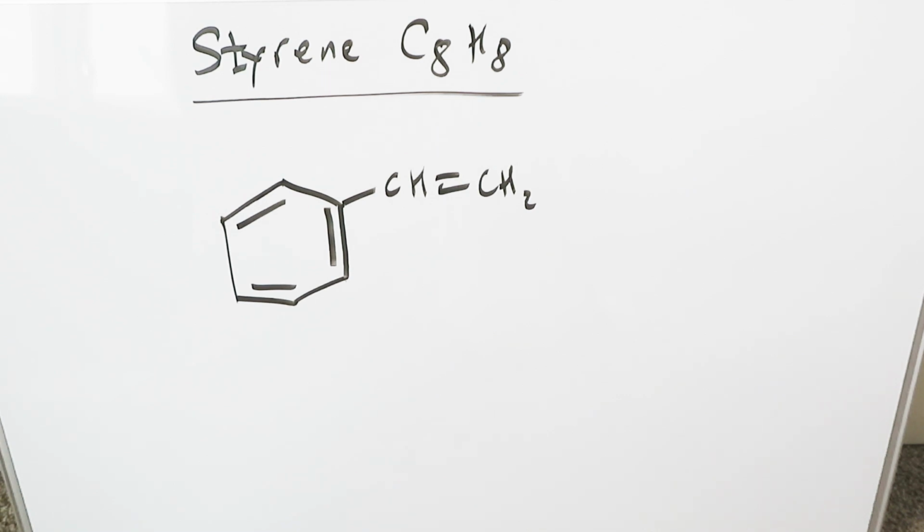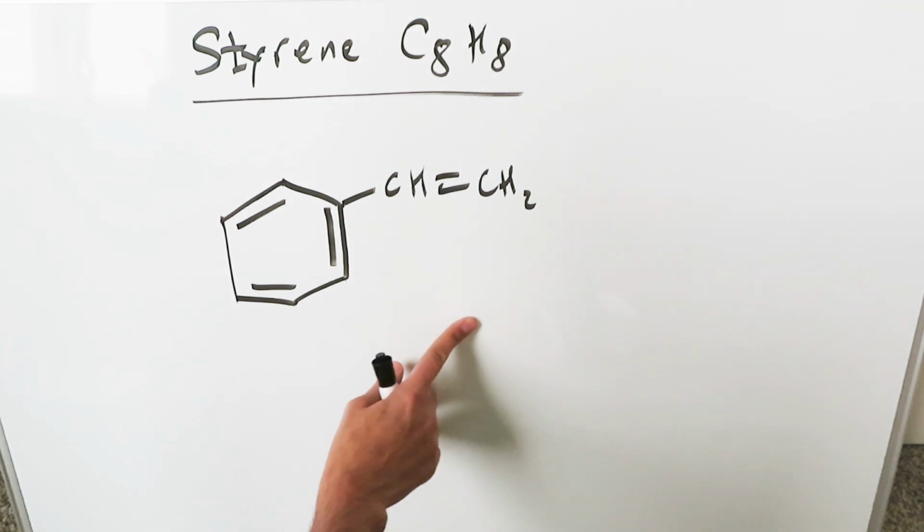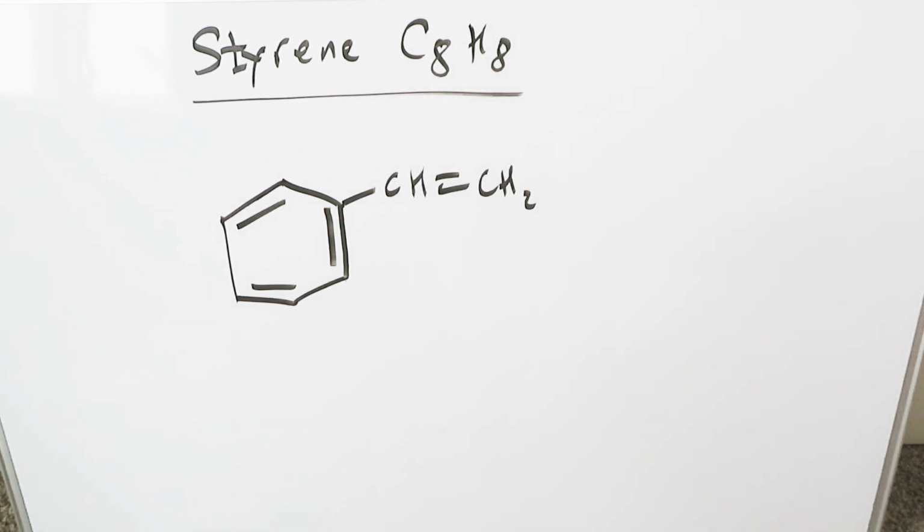I am Mr. Ish. Thank you for joining me for this very interesting and enjoyable synthesis of styrene, C8H8, and the representation is before you. Why is this such an interesting molecule? Because every carbon is attached to a double bond in some form.